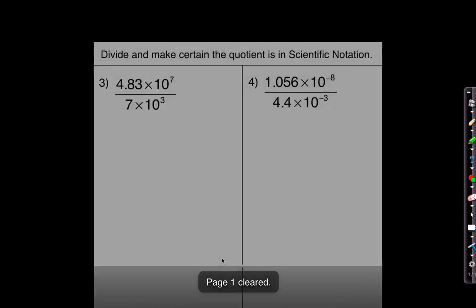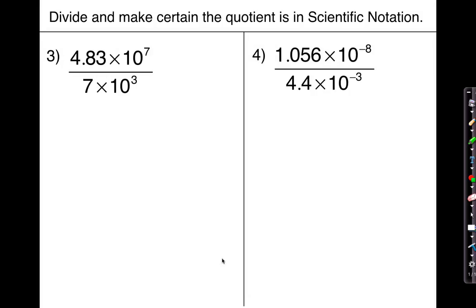Okay, so I'm going to actually have you try the next 2 examples on your own. So go ahead and try it.